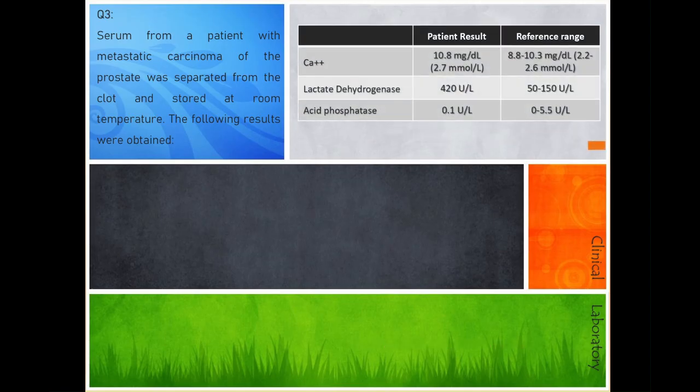Question 3. Serum from a patient with metastatic carcinoma of the prostate was separated from the clot and stored at room temperature. The following results were obtained. Patient result. Calcium 10.8 milligrams per deciliter and reference range 8.8 to 10.3. Lactate dehydrogenase 420 units per liter and reference range 50 to 150. Acid phosphatase 0.1 units per liter and reference range 0 to 5.5.